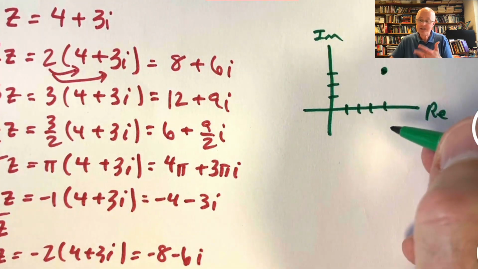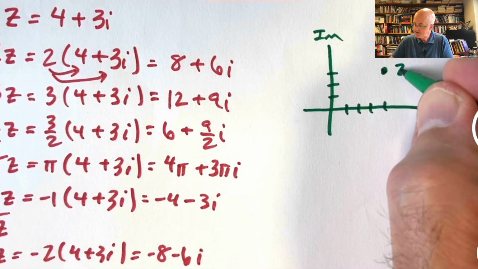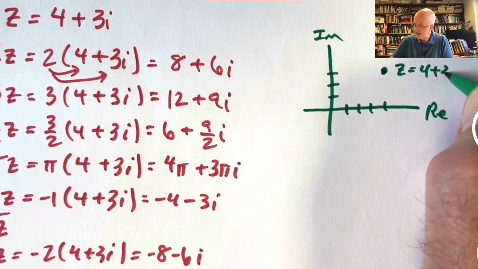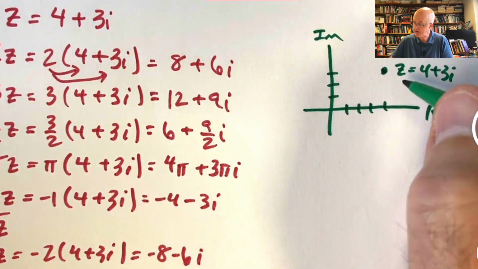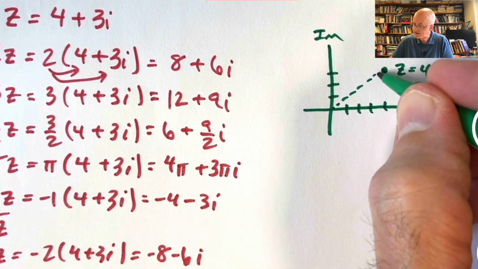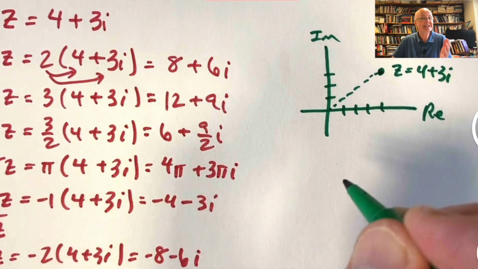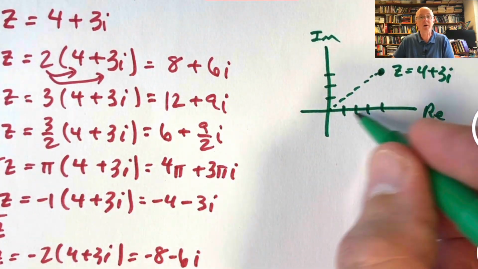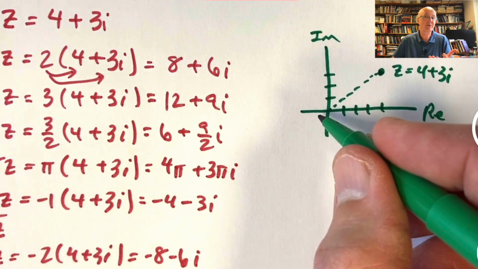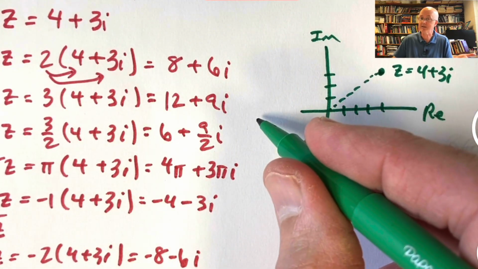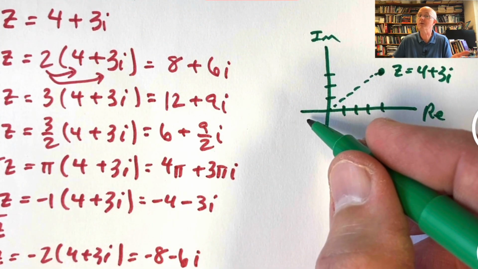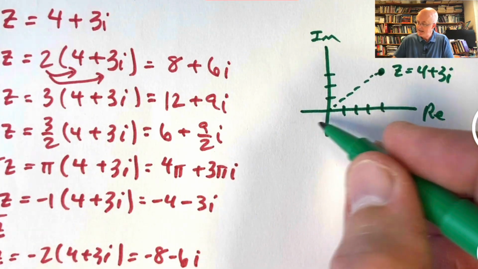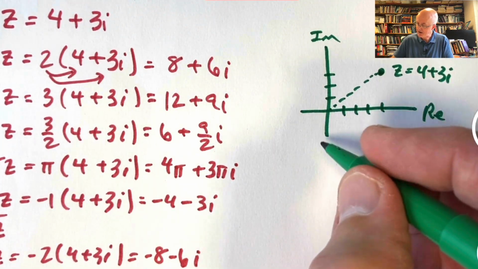The modulus or absolute value of this complex number z equals 4 plus 3i is its distance to the origin. That distance right there. This does correspond to the absolute value of a real number. If you had a real number along the real axis, the absolute value of a real number, such as, for example, -5, is its distance to the origin, which would be +5. So that distance is going to be the absolute value of z.